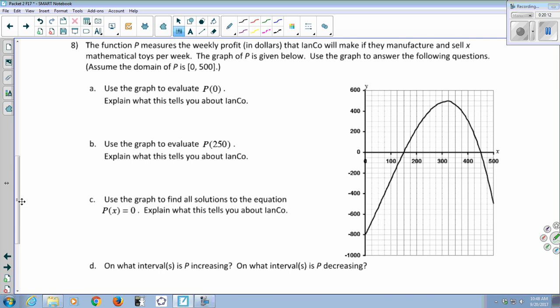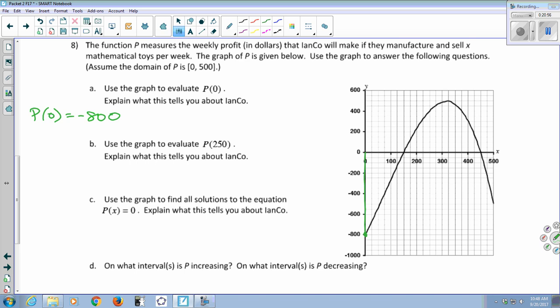So I want to evaluate P of 0. So that means my input, or my x, is 0. So I find my x value of 0, go down to the graph, and I get negative 800. So P of 0 equals negative 800. So what that means is that if E & Co makes 0 toys per week, then their profit is negative $800, or they lose $800. That means they're running this company with all of its expenses, but not making or selling any toys. So their profit is going to be negative. They lose money.